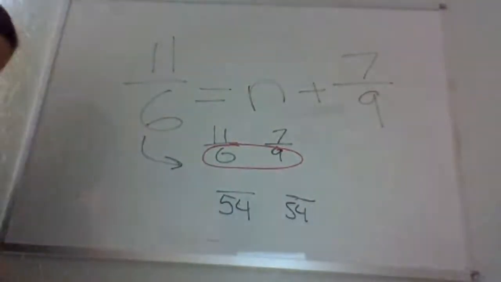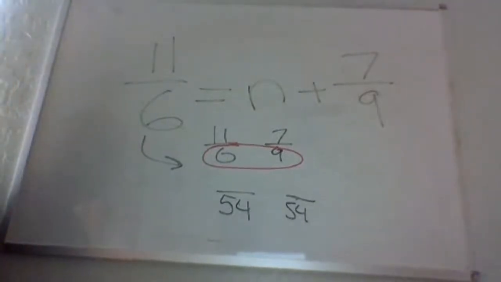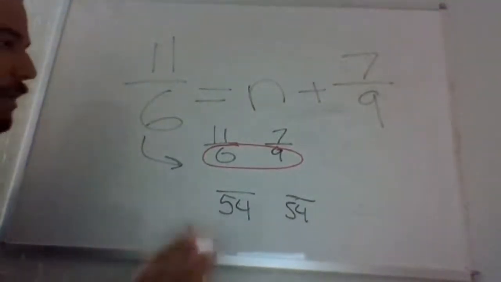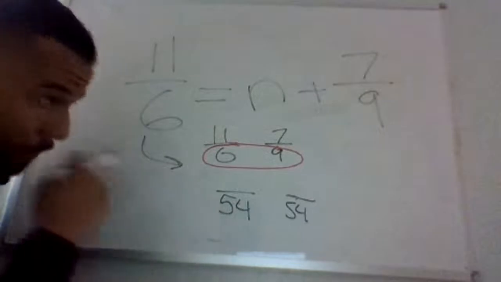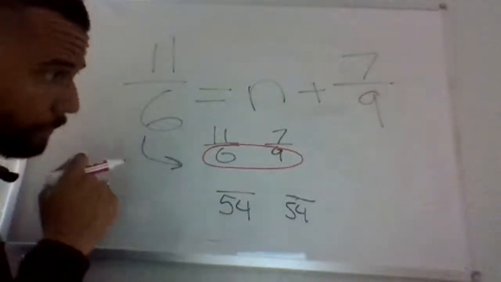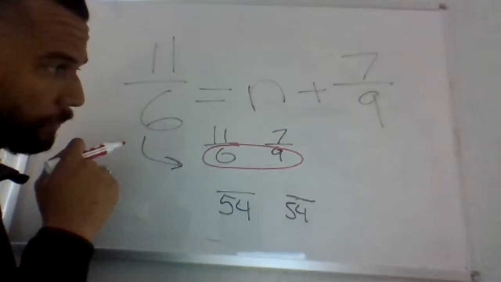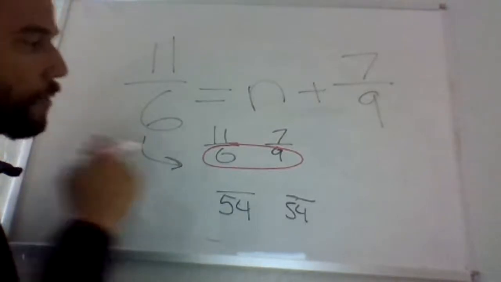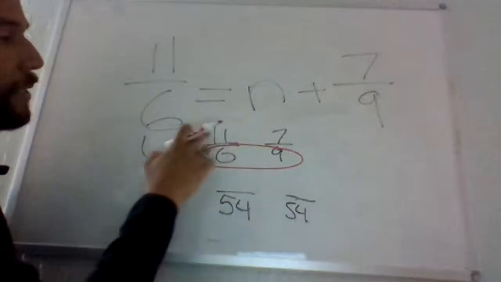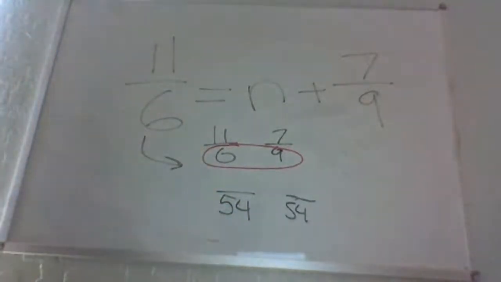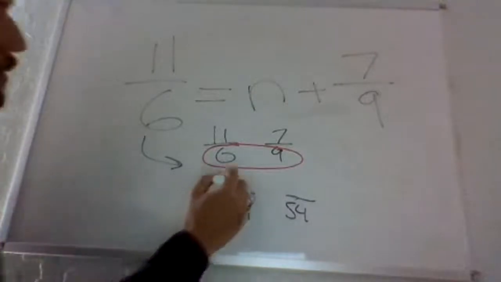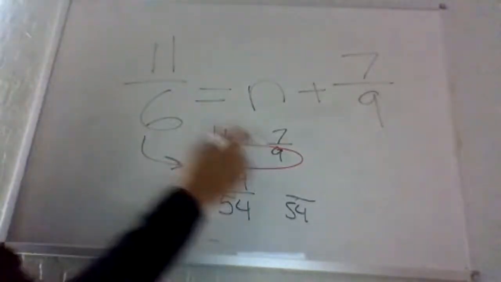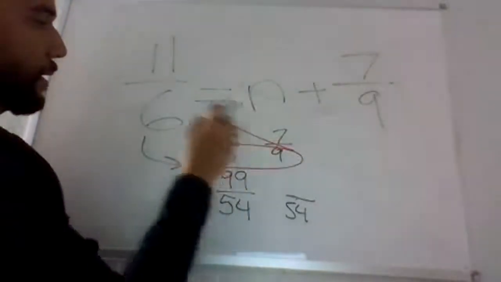Now what? Good. You multiply 7 and 11 and 9. Correct. So here I'm going to do 9 times 11, and what is that going to give me? 99. Yep. So that now gives me 99.